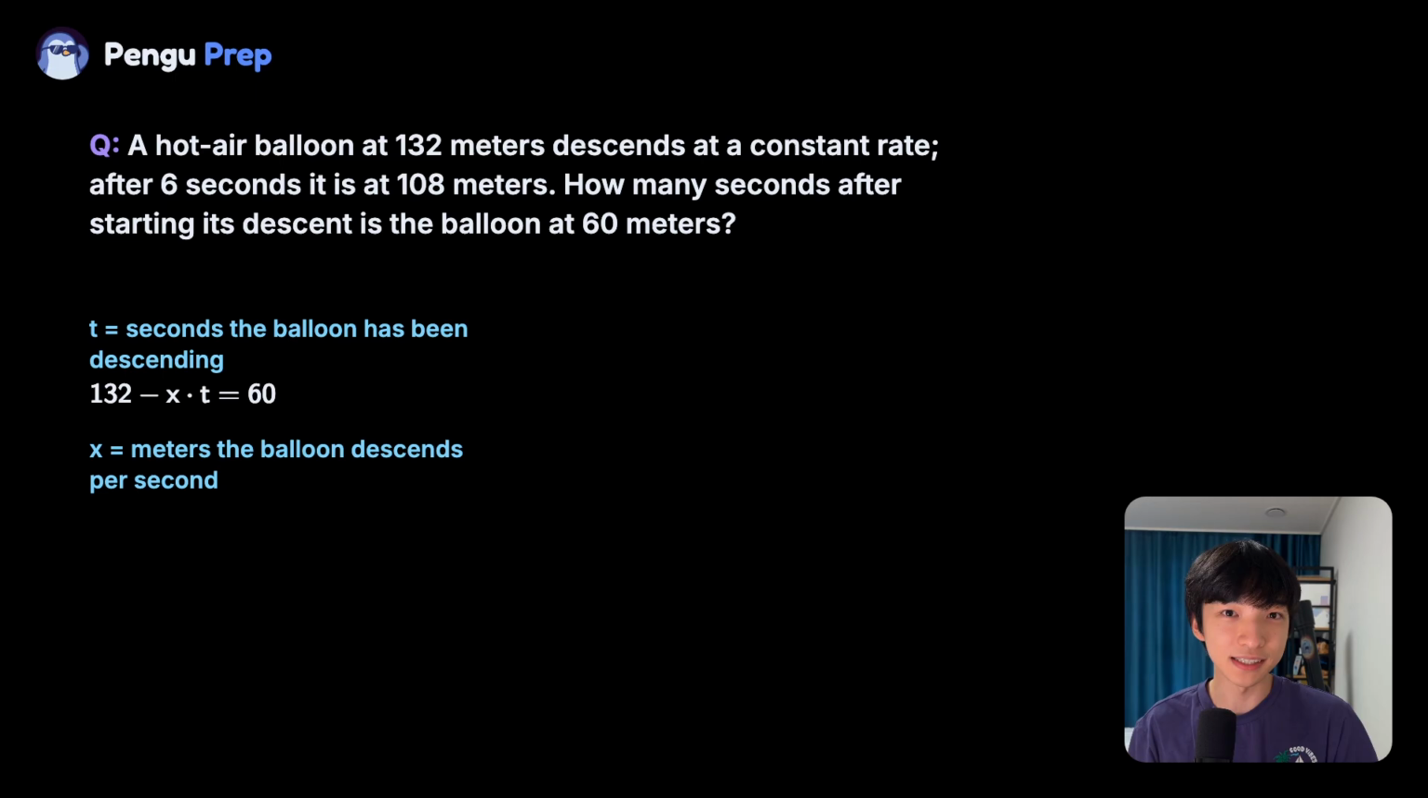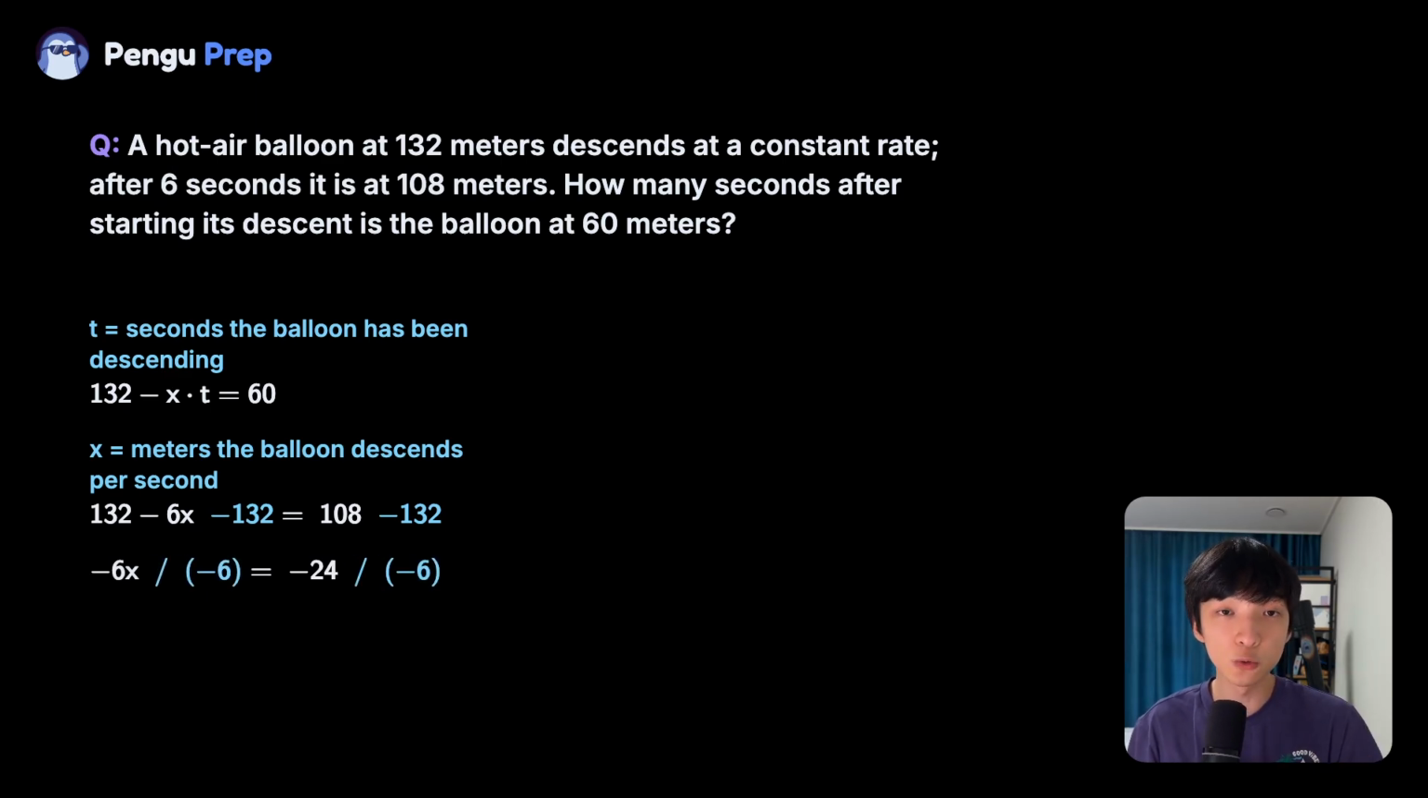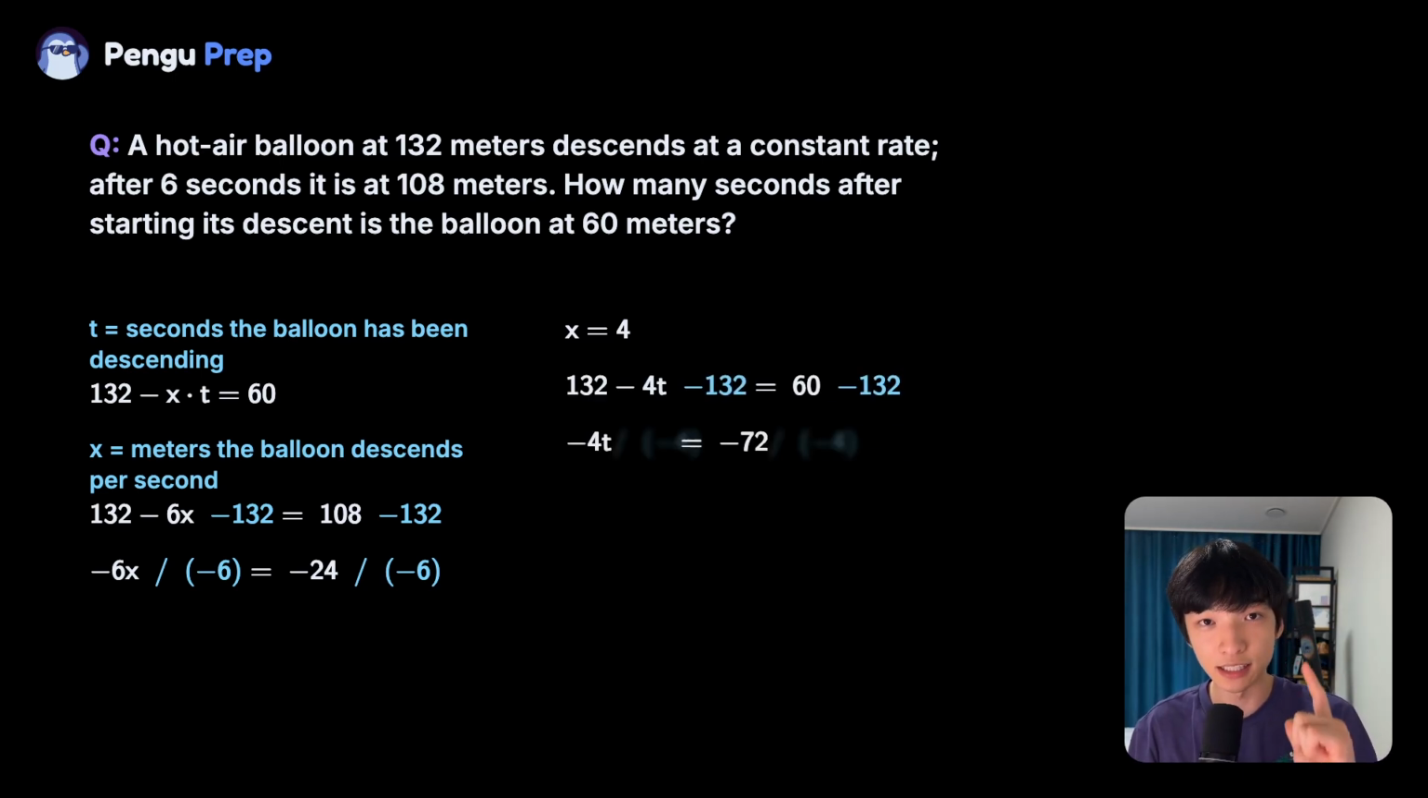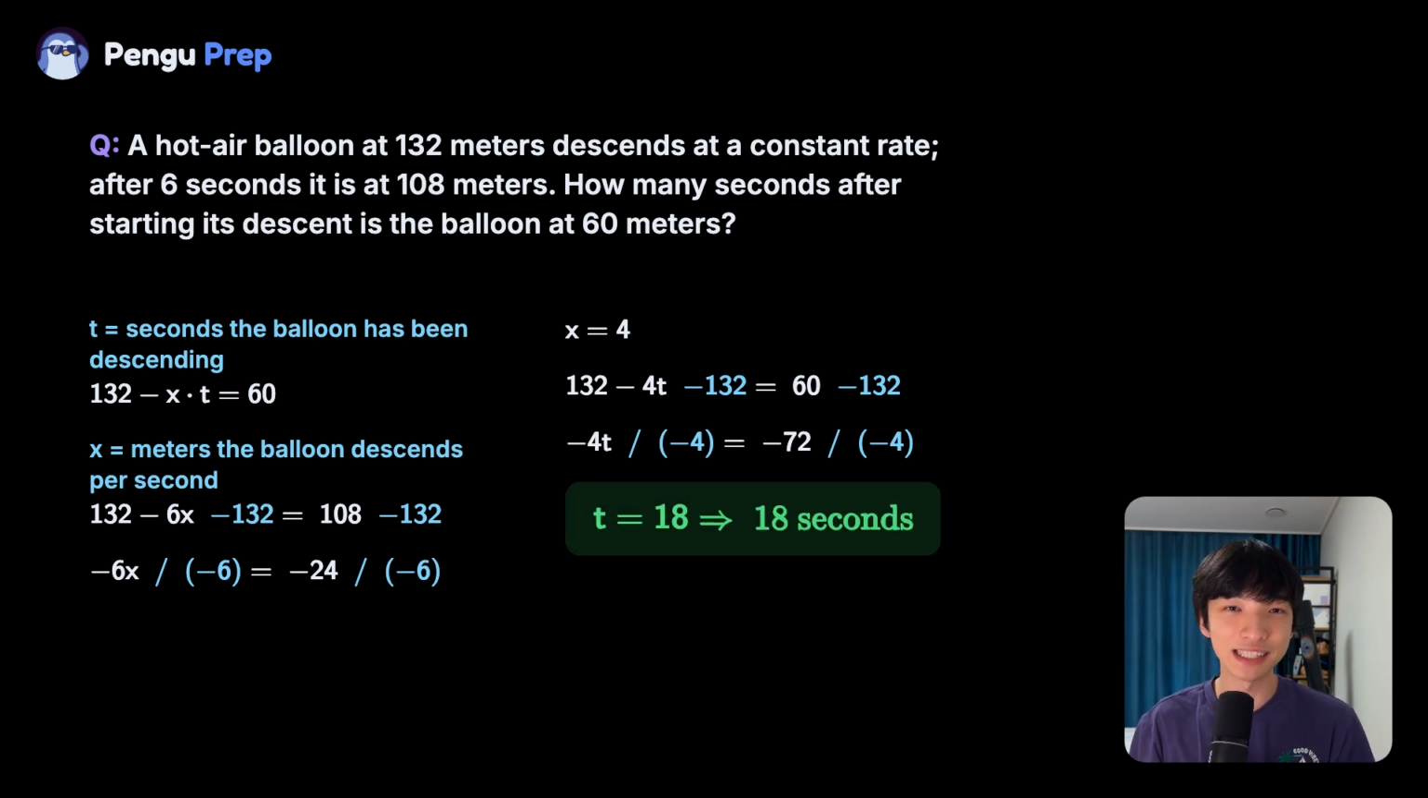Now the problem is we can't solve this linear equation to find t unless we know the value of x. But if you look towards the front of the problem, it tells you that the hot air balloon descends to 108 meters after 6 seconds. And so you can set up an equation that goes like 132 minus 6 times x, where x represents the amount that the hot air balloon descends per second, is equal to 108. From here, you can get that x is equal to 4. So the hot air balloon is descending at 4 meters per second. If you plug that back into our original equation, we get 132 minus 4t equals 60. And solving for t, we get 6. So the answer is 6 seconds.